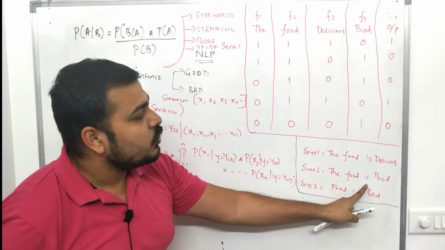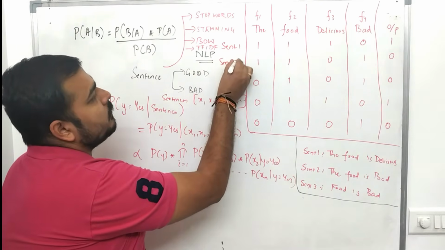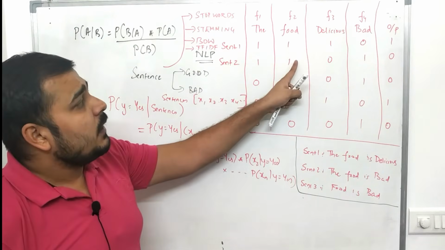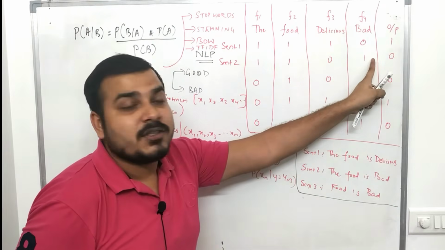Similarly, for sentence 2, "the food is bad." This will be my sentence 2. "The" and "food" are also having 1. Now you can see delicious is having 0 and bad is actually having 1.